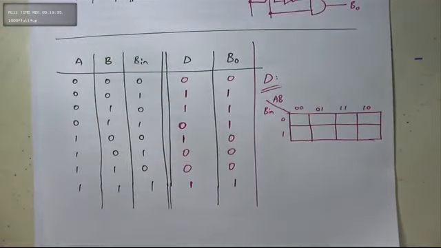So we're doing a Kano map for column D, yeah? For output D. There's 2 outputs, that means there'll be 2 Kano maps. Number of outputs is equal to number of Kano maps. Okay.